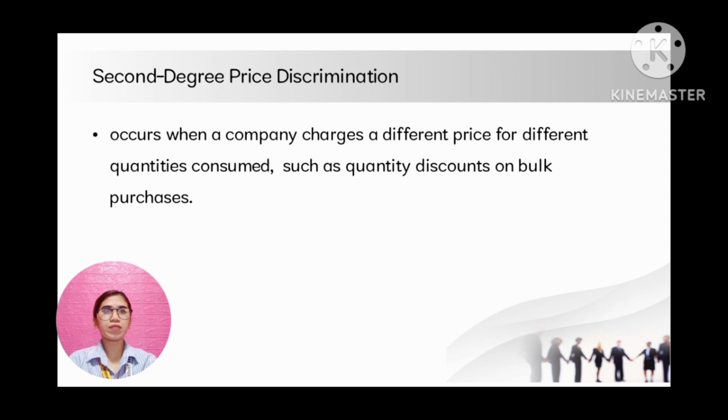Second-degree price discrimination occurs when a company charges a different price for different quantities consumed, such as quantity discounts on book purchases. So here, prices are based on the quantity of purchased products. In short, the more products you buy, the lower the per unit cost is. This is how wholesaling and book discounts work.